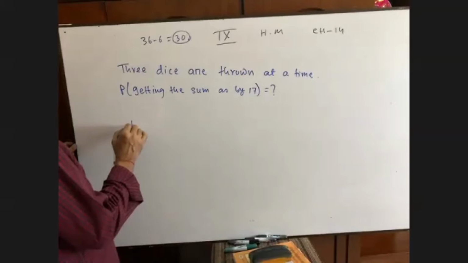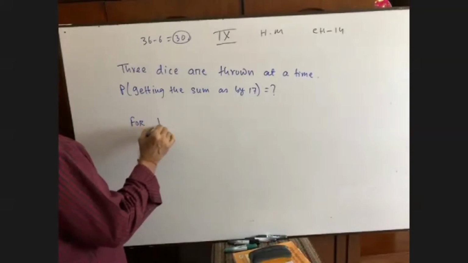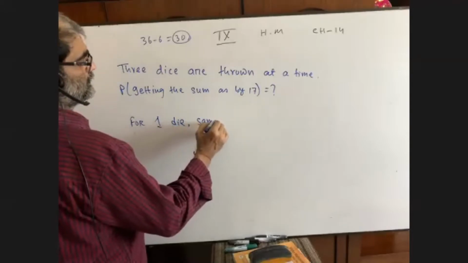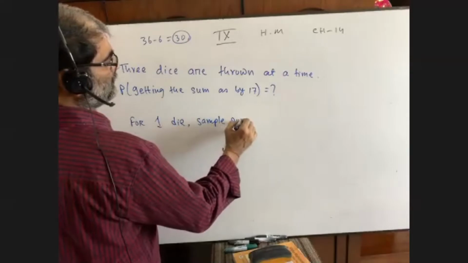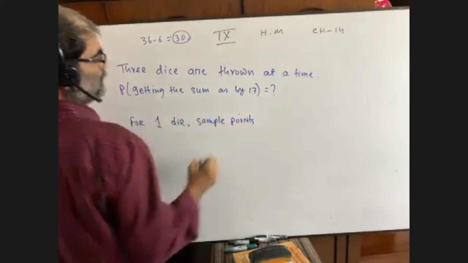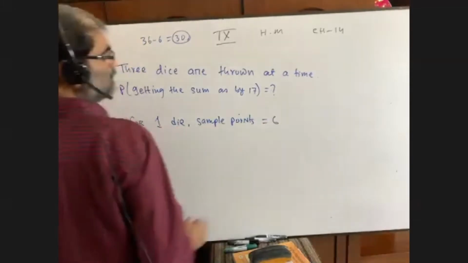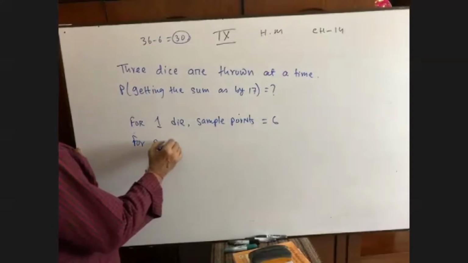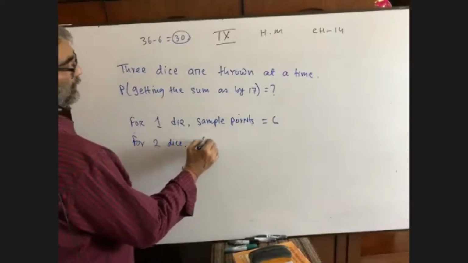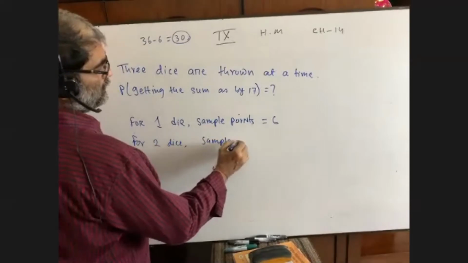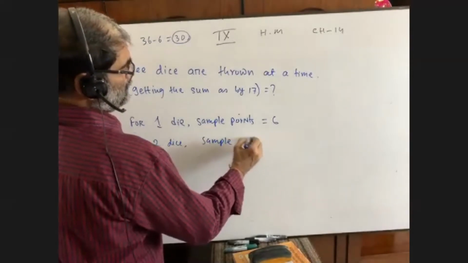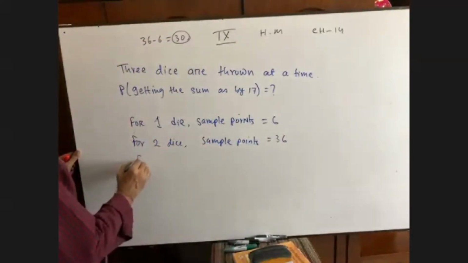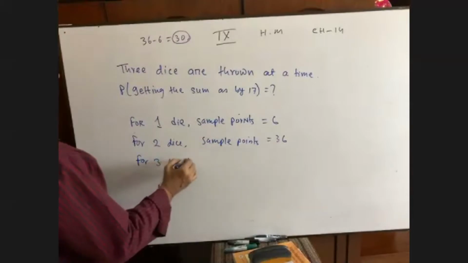Okay. For one die, write down how many sample points are there? 6, right? For 2 dice, sample points equals what? Let me know. 36. For 3 dice, who can tell? You are absolutely right.